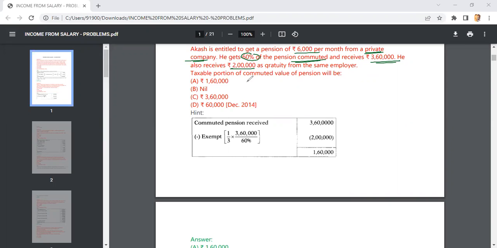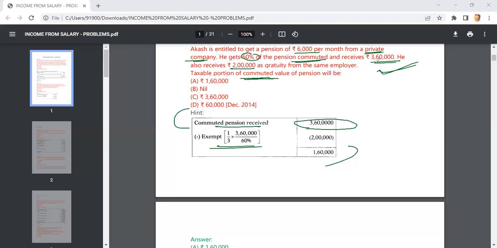And now you have to find the taxable portion of commuted pension value. So to find the commuted pension, you use this format, that is commuted pension received. So how much pension is he receiving? That is 3,60,000. It's already mentioned in the question. Exempt. So here, this is the actual formula, 1/3. You have to use it when it is commuted. So minus exempt, 1/3 into 3,60,000.